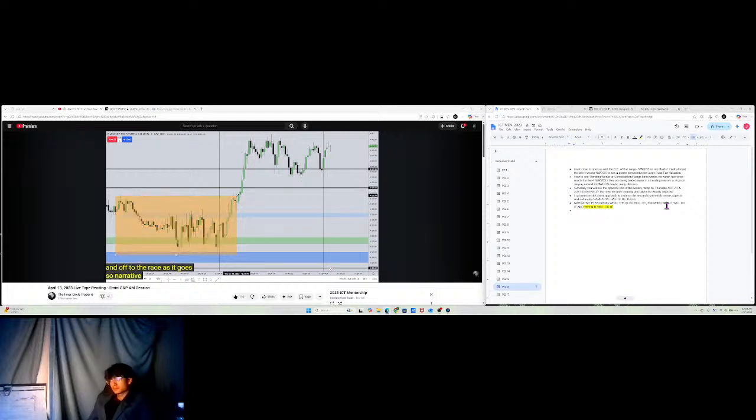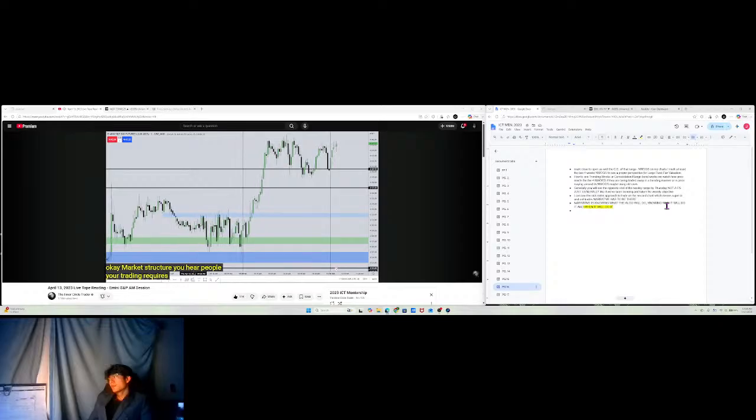So narrative is the most important thing, not market structure. Okay, market structure, you hear people say your trading requires, in essence, your understanding of market structure, because market structure is everything you're looking for. No, it's not. It's one facet, one piece, one little cog in the machine. It's useful, don't get me wrong, but narrative is where it's at. Why should it rally here? But Michael, why didn't it go down here for these relative equal lows? Because it doesn't need to.